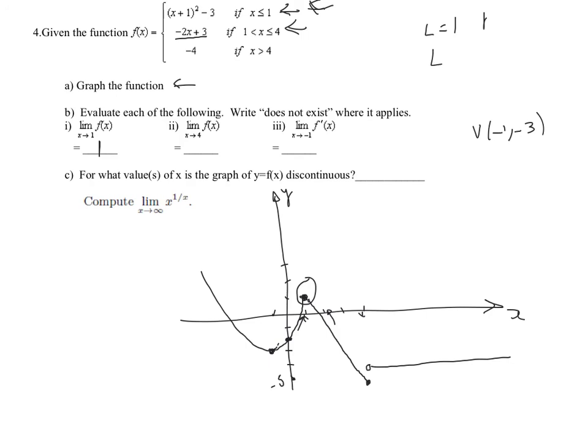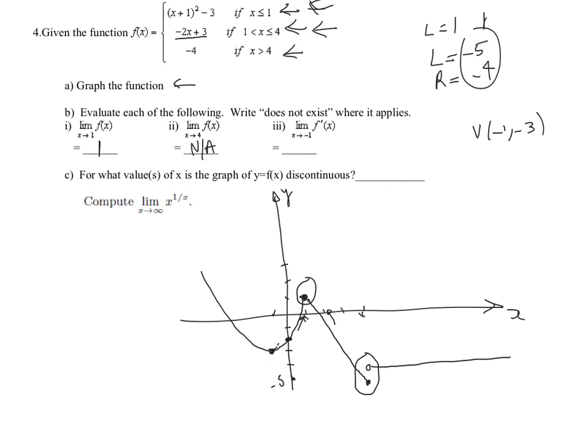When x goes to 4, again, the left limit, I have to use this formula. So negative 2 times 4 is negative 8 plus 3. Negative 8 plus 3 is negative 5. And the right one, if the function goes to 4, I have to use this formula. And the right one becomes negative 4. And you can see that these two are not equal, so we can say the limit does not exist. Now, if we go back to our graph, you can see at x equal to 4, we have a jump discontinuity because left and right limits are not equal.